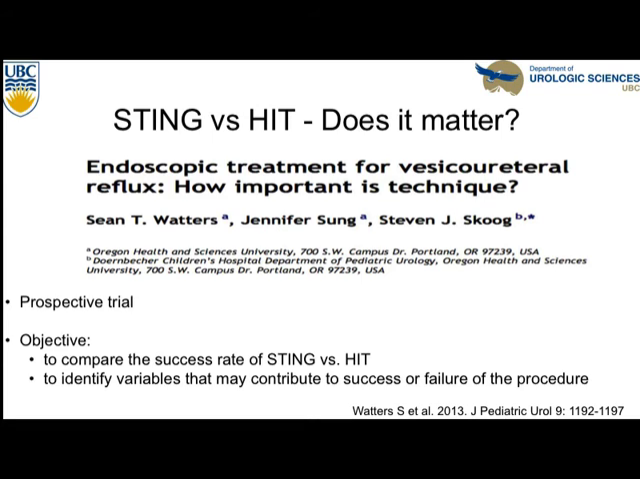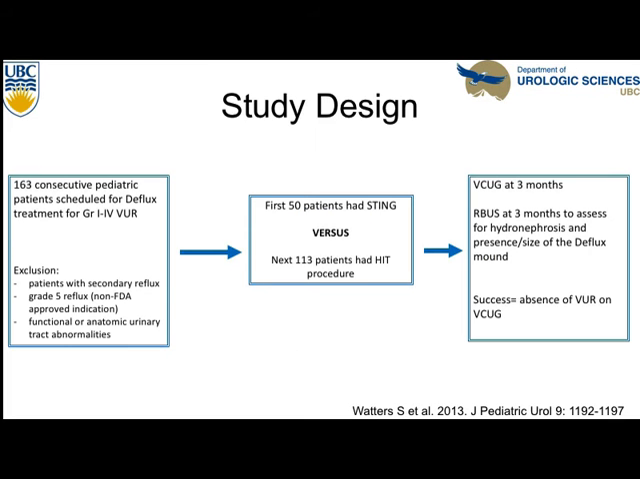Exclusion criteria included patients with secondary reflux, so those with neurogenic bladders, for example, believed that the reflux was because of that. Grade 5 reflux, as this was a non-FDA approved indication according to them, and functional or anatomic urinary tract abnormalities. So they had 163 patients that were already scheduled for Deflux, and for the first 50 patients they performed the STING procedure, and the next 113 they performed the HIT or modified STING procedure. This was done by the same surgeon.